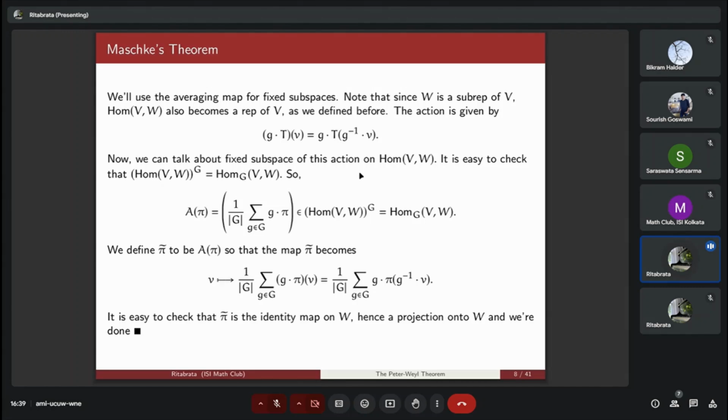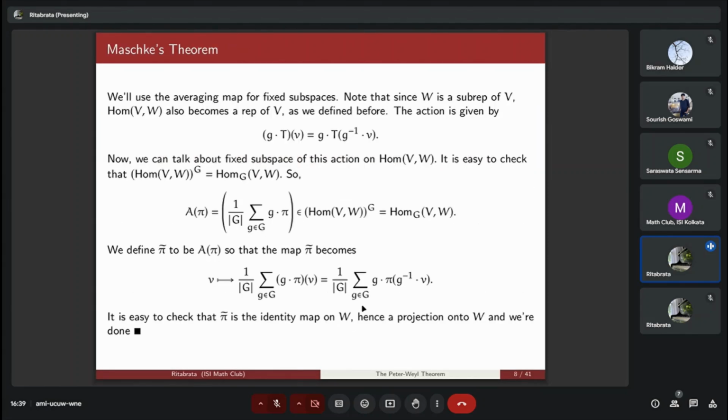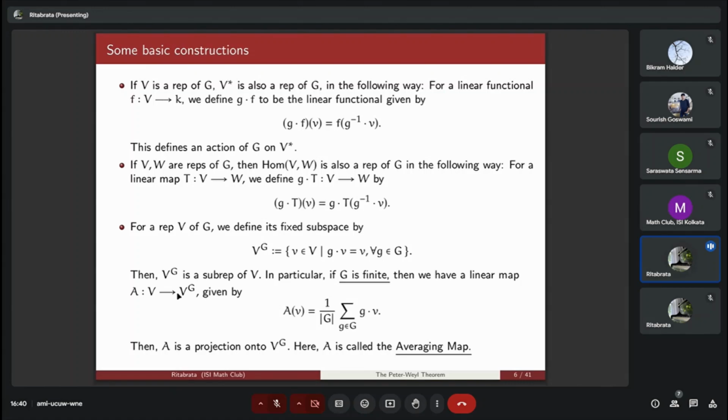And now, in the averaging map definition, we can replace V with Hom(V,W). So the point is that for any linear map from V to W, we can take the image of it under the averaging map, and the resulting map will be a G-linear map from V to W. This is what we do. From V, we had a map from V to V^G. Instead of V, we are taking Hom(V,W). That will give a map from Hom(V,W) to Hom_G(V,W).